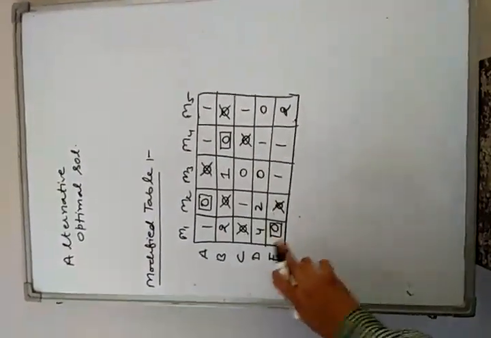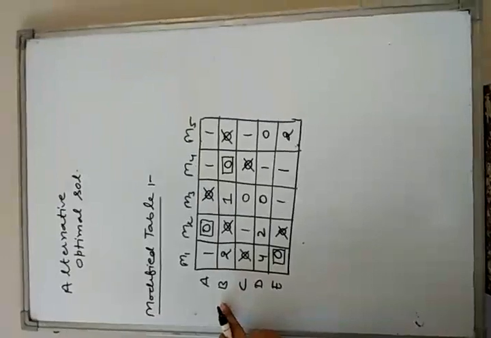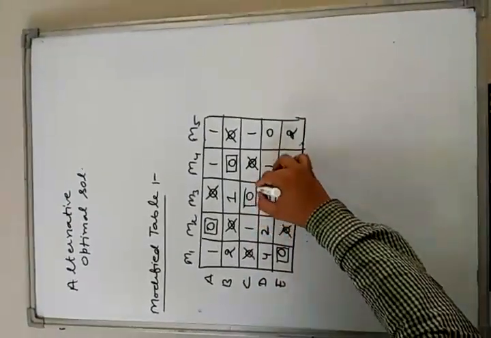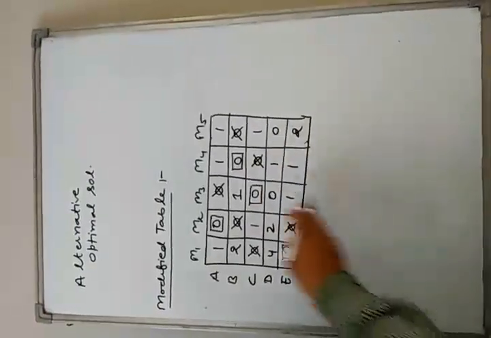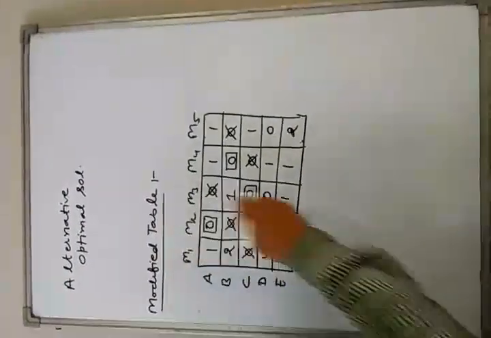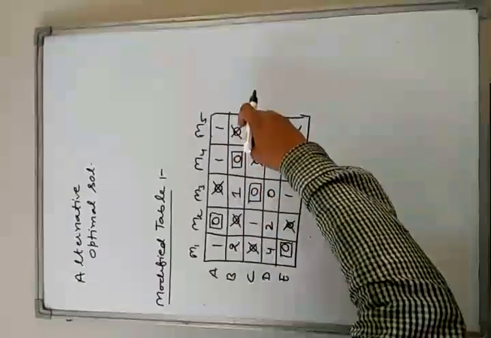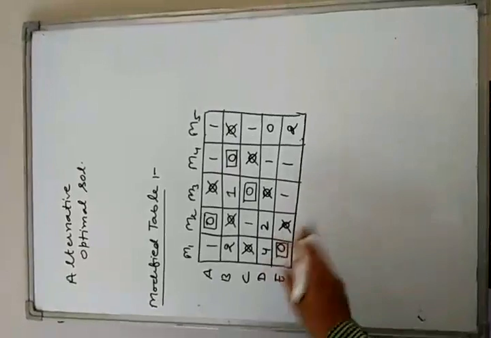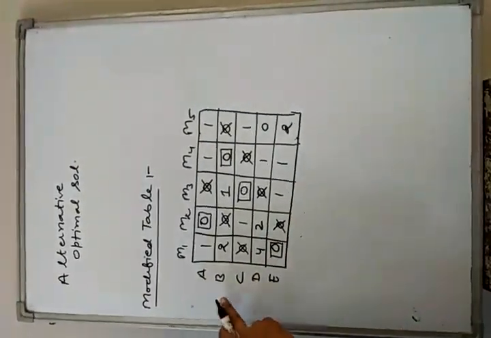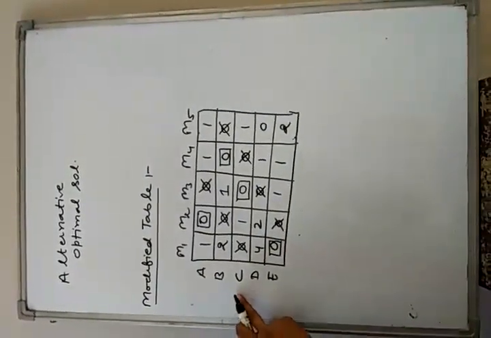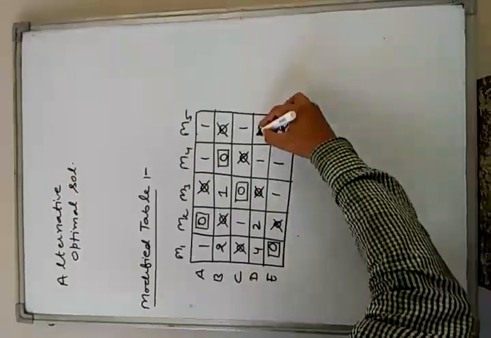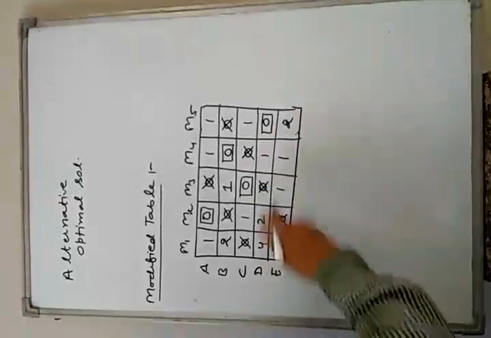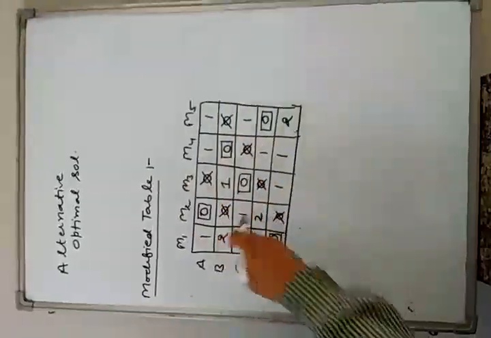Again, repeat the process. Here no zero, no zero, only a single zero. We will box this single zero and cross all other zeros in this column and in this row. In this row, no zero. In this column, here is a zero. We will cross this zero. Again, repeat the process. Here no zero. Here no zero. Here only a single zero. We will box this single zero. All zeros are either crossed or boxed.